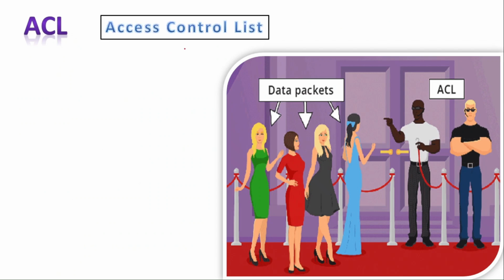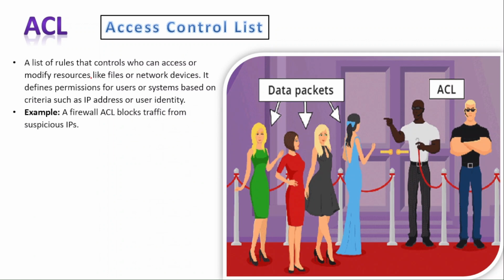ACL, that is access control list. So a list of rules that controls who can access or modify resources like files or network devices. It defines permissions for users or systems based on criteria such as IP headers or user identity. Example: a firewall ACL blocks traffic from suspicious IP addresses.